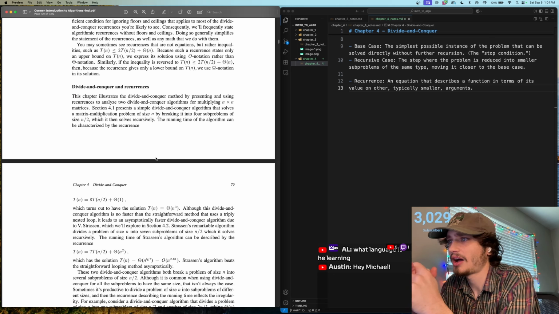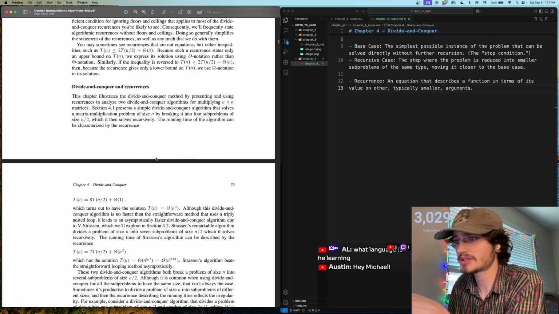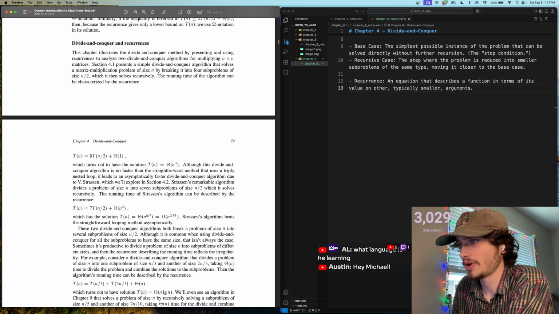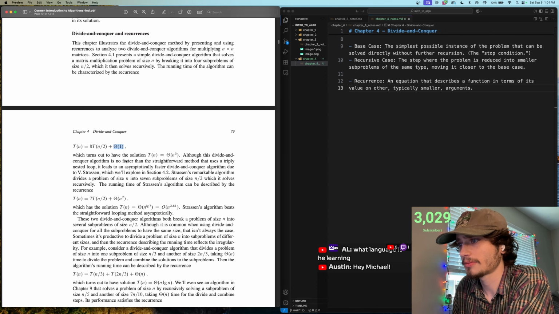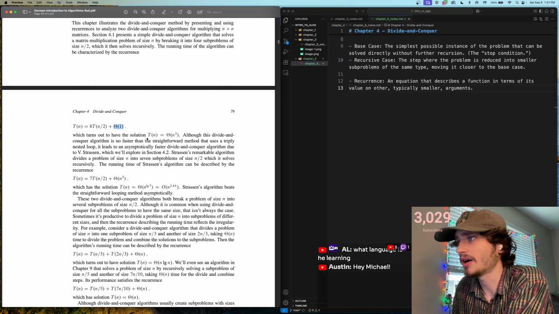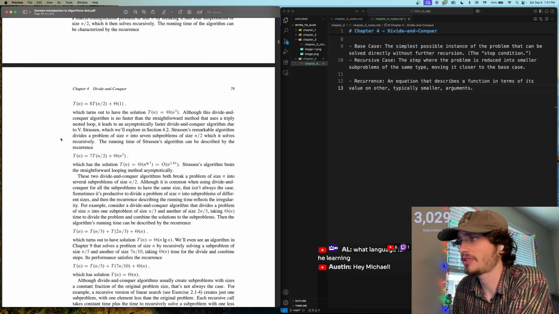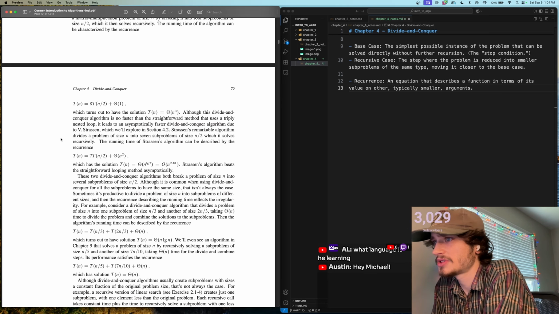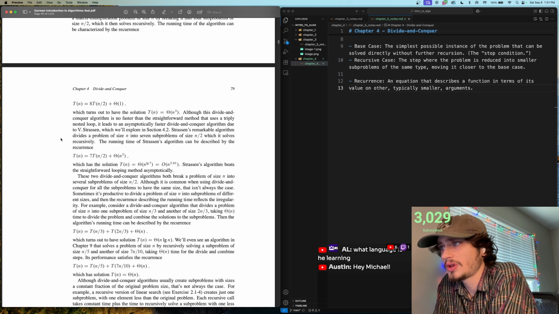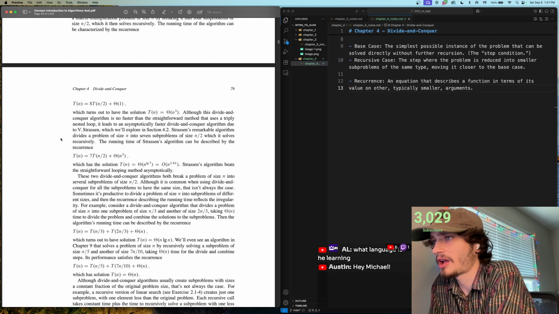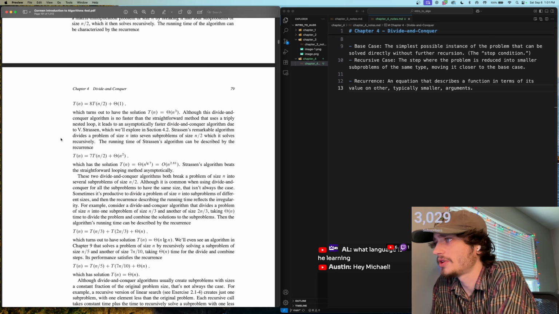The running time for the algorithm can be characterized by the recurrence T(n) = 8T(n/2) + Θ(1), which turns out to have a solution of T(n) = Θ(n³). Although the divide-and-conquer algorithm is no faster than the straightforward method that uses a triply nested loop, it leads to an asymptotically faster divide-and-conquer algorithm due to V. Strassen, which we'll explore in Section 4.2.